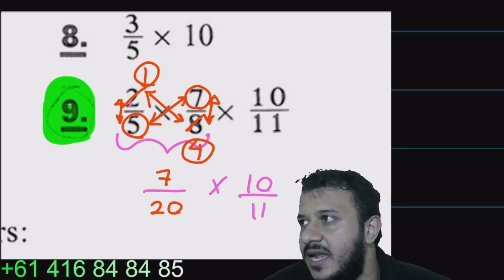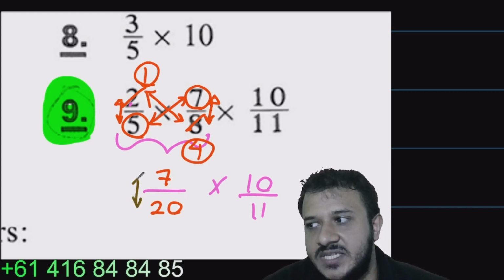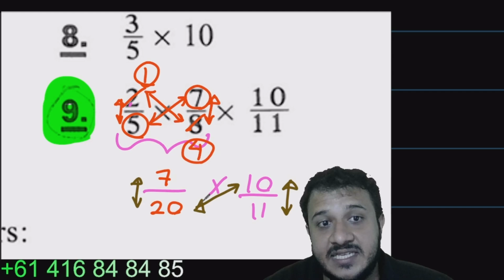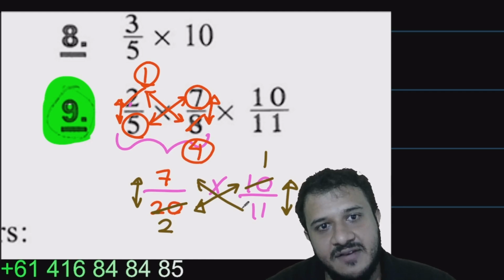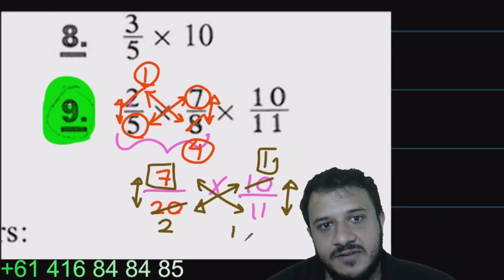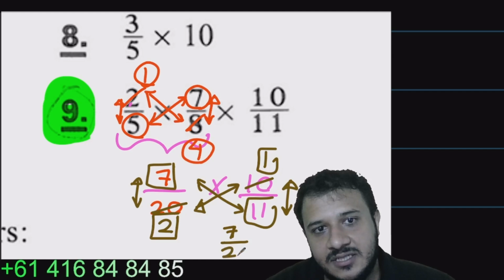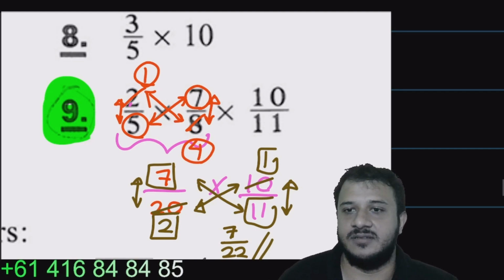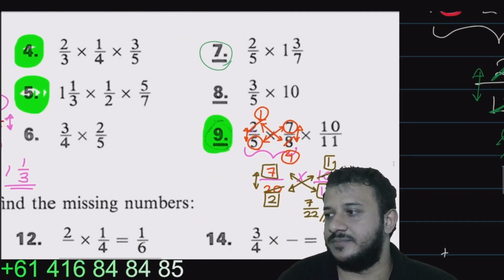Got it? Now let's start to do the simplification here again with these two. 7 and 20, can you simplify? No. 10 and 11? No. 20 and 10? Yes, of course. 10 times 1, 10 times 2. And then this 7 and 11? No. Then what we will have here? 7 times 1, that's a 7. And then 2 times 11, that's a 22. 7 out of 22 is the answer. It's a mistake then.